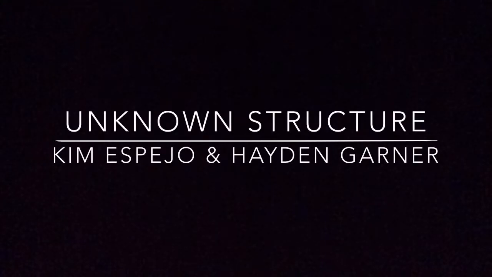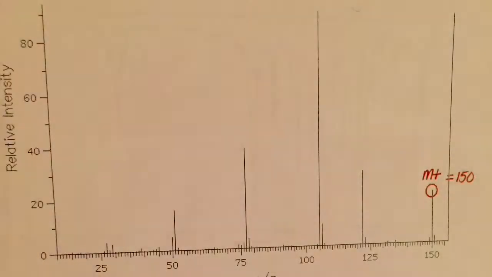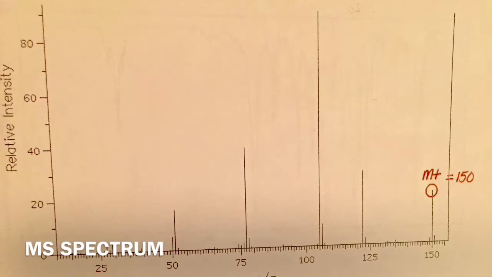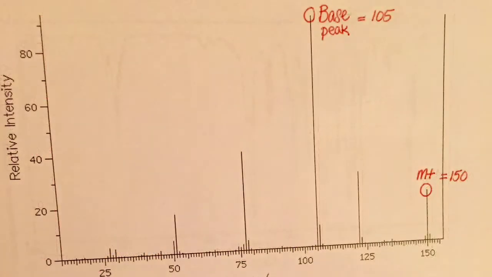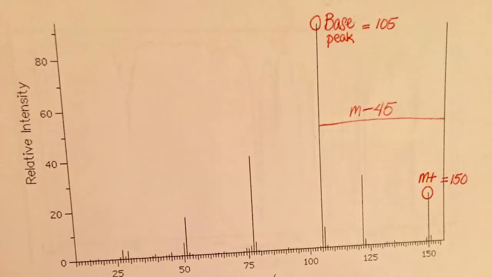To start the identification of the unknown structure, we will start with the MS spectrum. First, identify the M plus peak located at 150. Next, identify the base peak at 105. We then subtracted 150 minus 105 to get M minus 45.